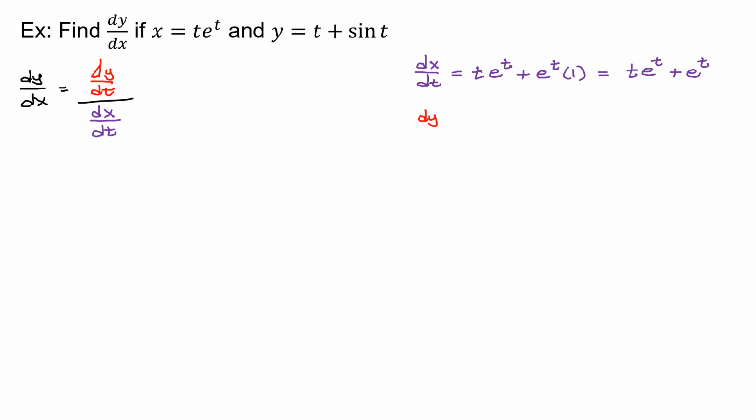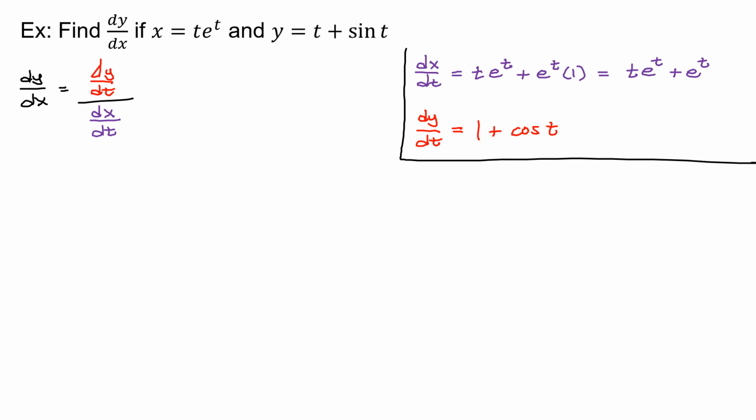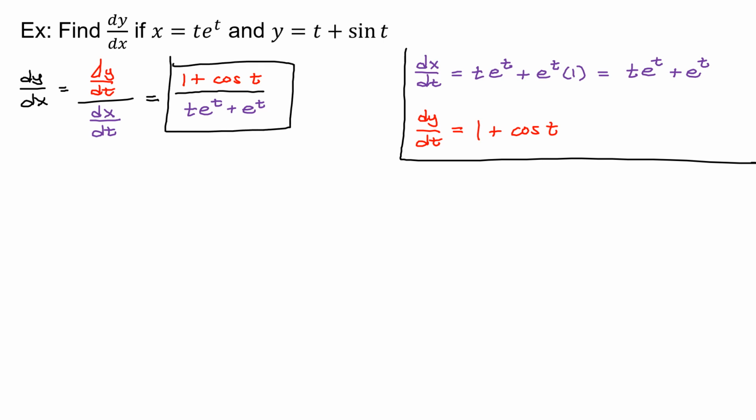dy/dt is actually pretty simple. No product rule or anything. The derivative of t would just be 1. Derivative of sine is cosine. Hopefully you remember all your derivatives along the way. So I just divide these two things and I'll end up with my dy/dx. So I'll get 1 plus cosine t on top. On the bottom, I'll end up with t e to the t plus e to the t. And sometimes they don't simplify very much, and in this case, nothing's really going to cancel like it did on the last one. So I'll just stop right there. That would be my derivative, dy/dx. So that one was pretty easy.